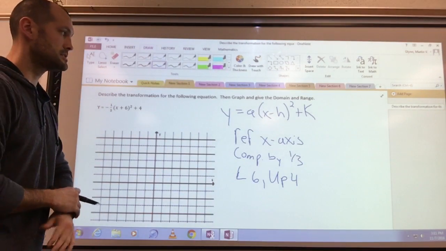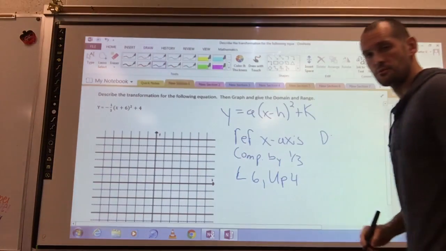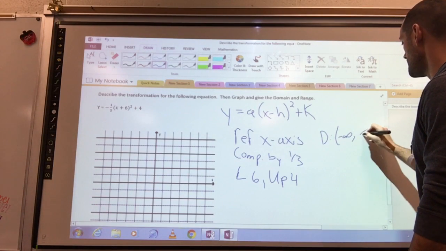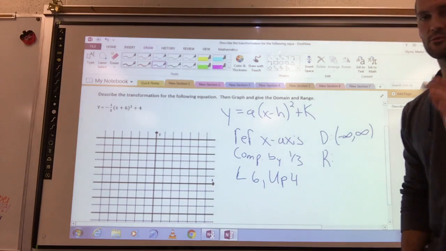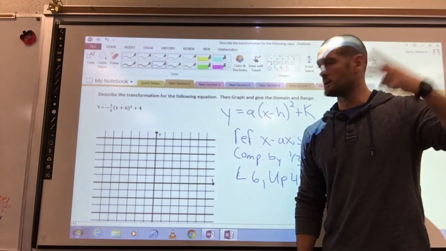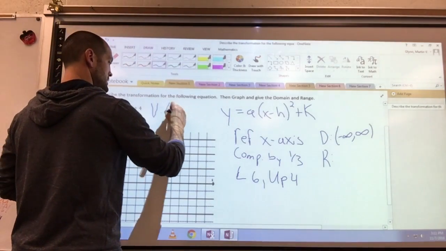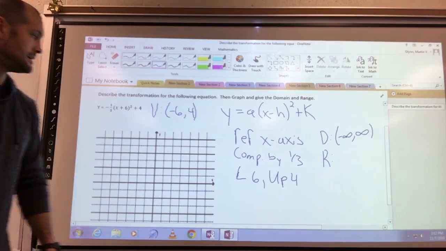Now, domain and range, we're going to do that right now. Domain, if it's a parabola, negative infinity, infinity. Nice and simple. Now the range, I have to keep in mind two things. First off, I need to know that my vertex is negative 6, 4. And we're going to need that for graphing here in a little bit anyways.